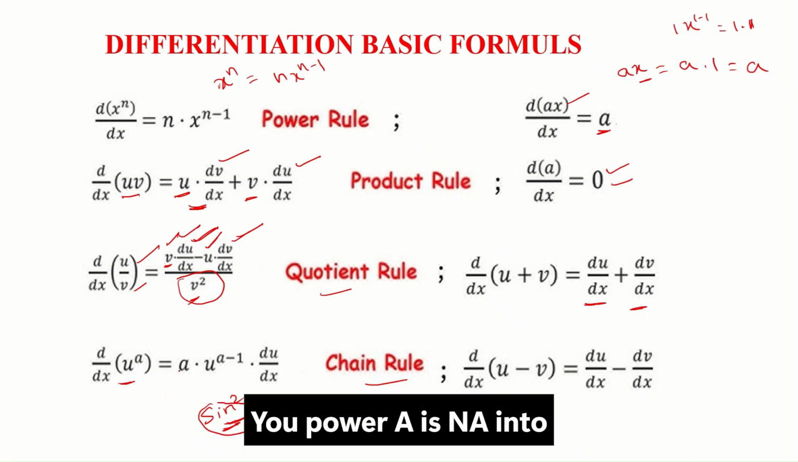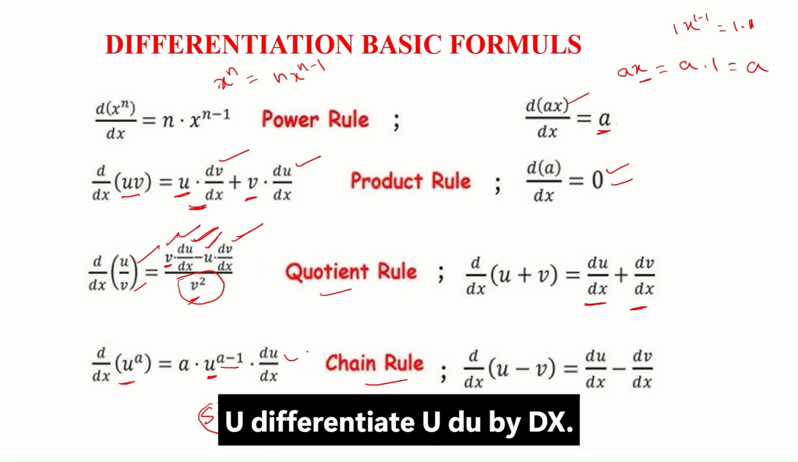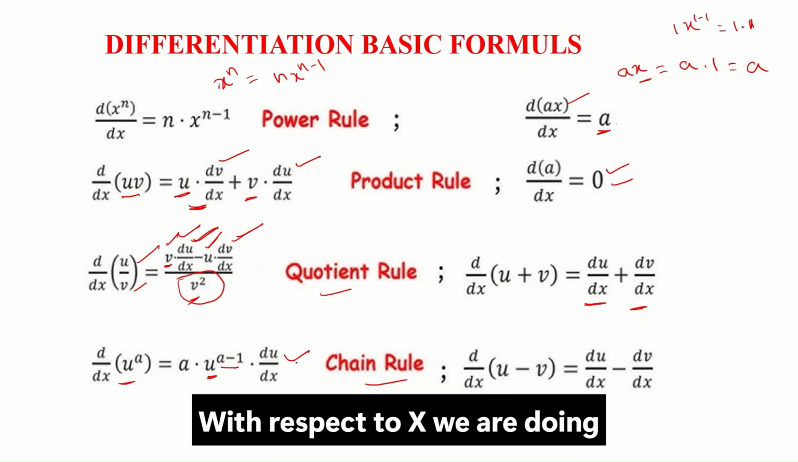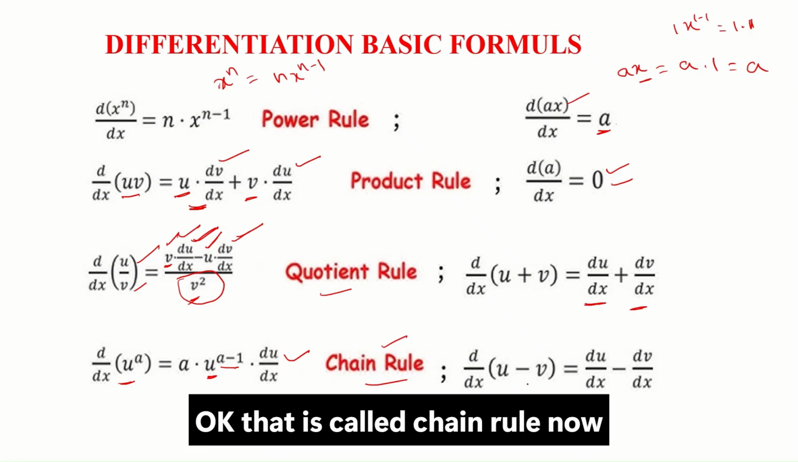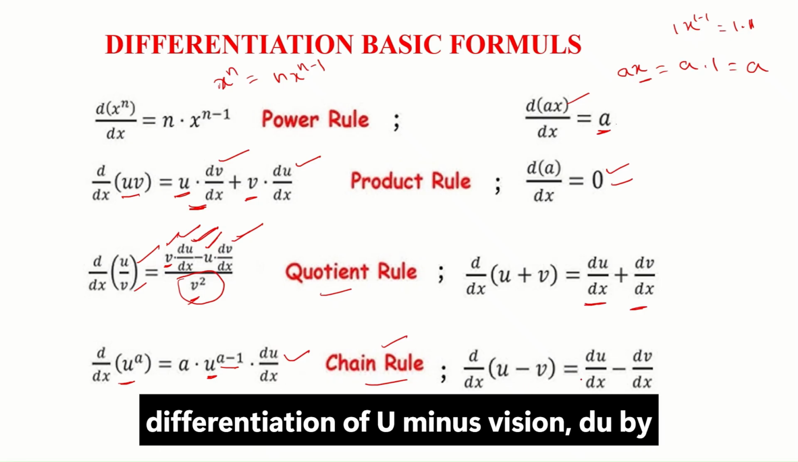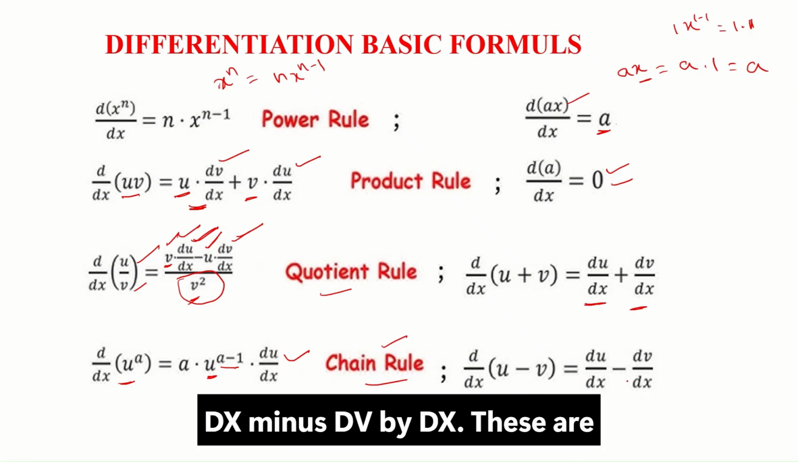In the same way, differentiation of u power a is a into u power a minus 1, and again differentiate u, du by dx, with respect to x. That is called the chain rule. Now differentiation of u minus v is du by dx minus dv by dx.